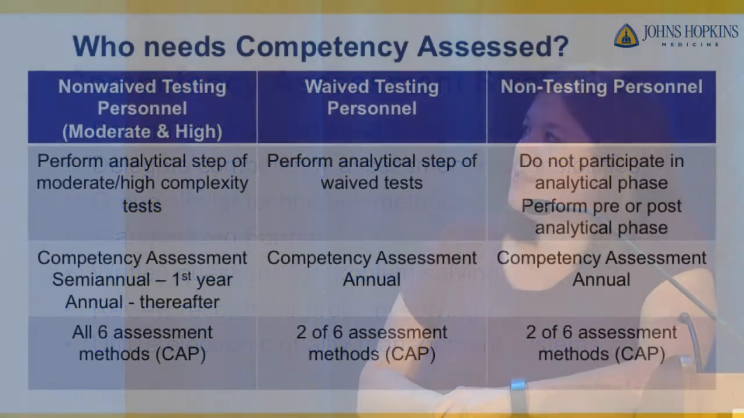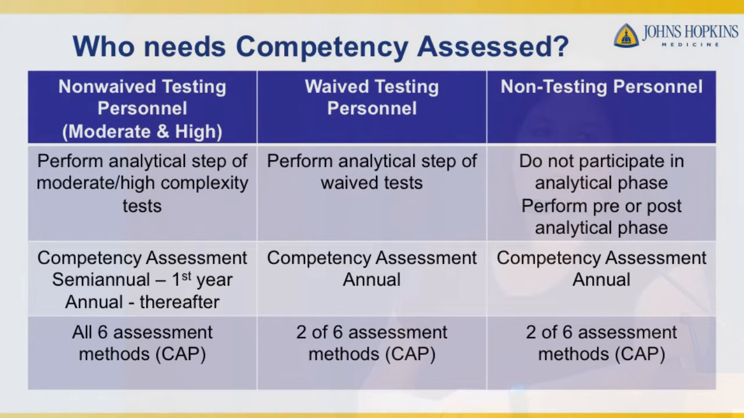Okay, so this is my one slide on who needs to have competency assessment. Joan went over the moderate and high complexity for the non-waived testing, and most blood banks do fall into that high complexity category. So you see that we need to have the semi-annual and the annual competency done, and that we have to have all 6 assessment methods per test system. Whereas when we get to the waived testing personnel and our non-testing personnel, you don't necessarily have to do that.